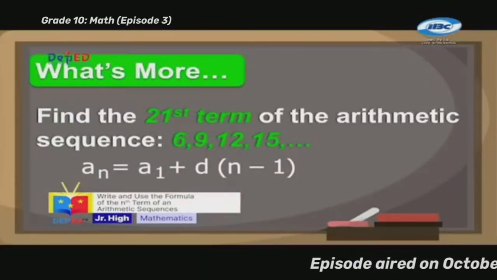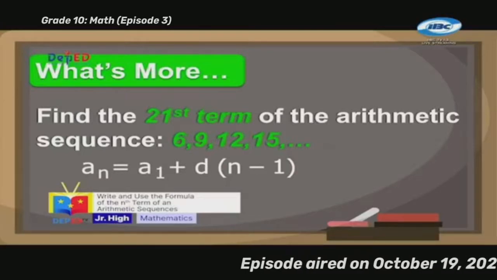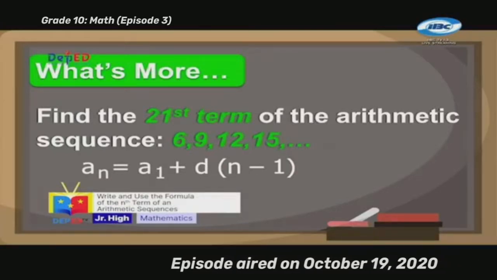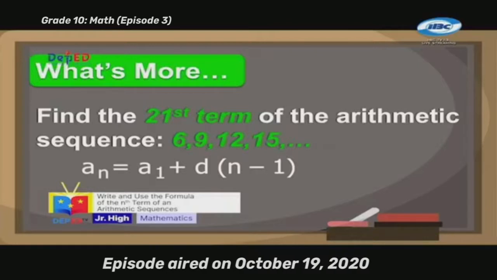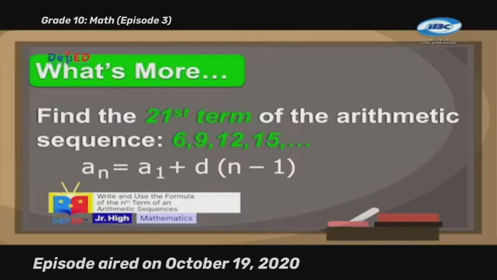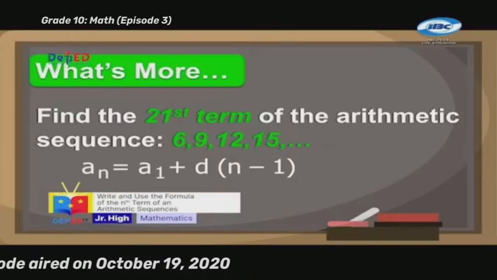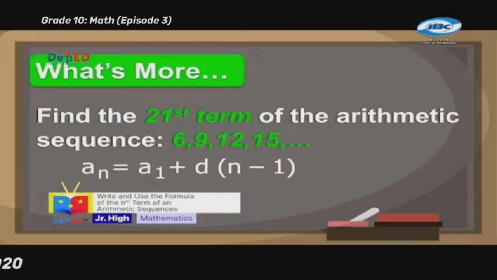Find the 21st term of the arithmetic sequence 6, 9, 12, 15, and so on. Want to give it a try? Great! You have 15 seconds and it starts now.